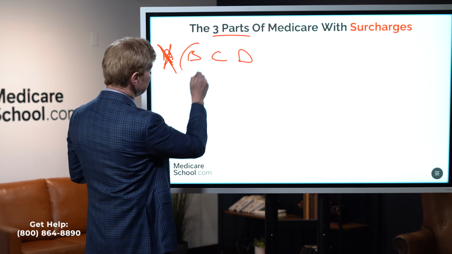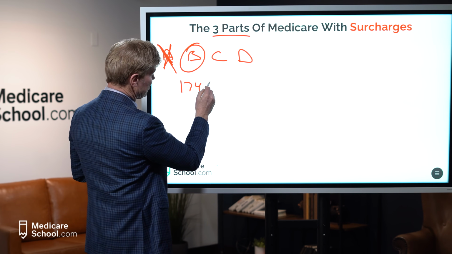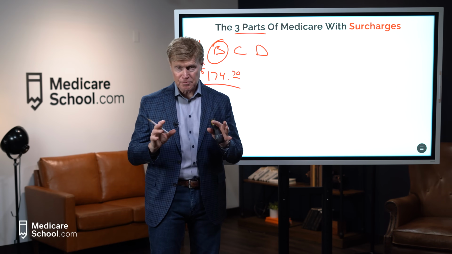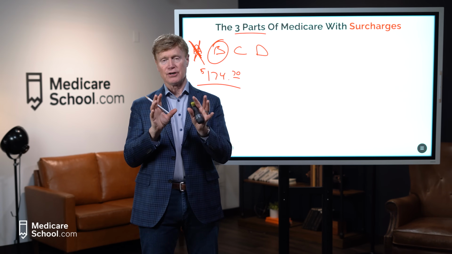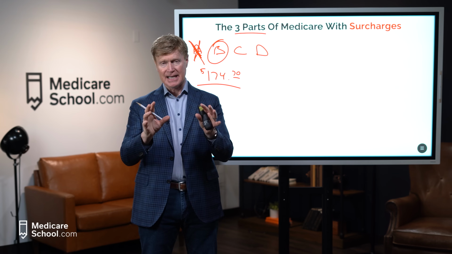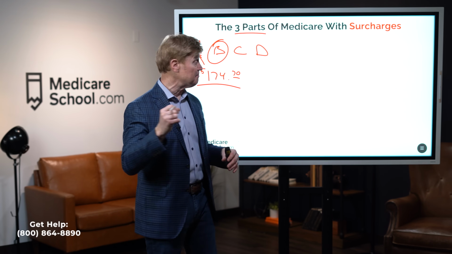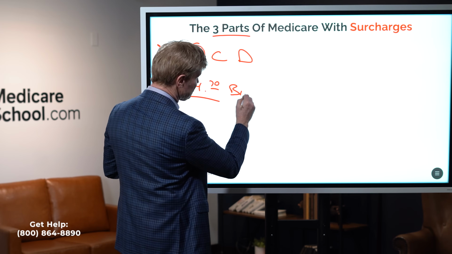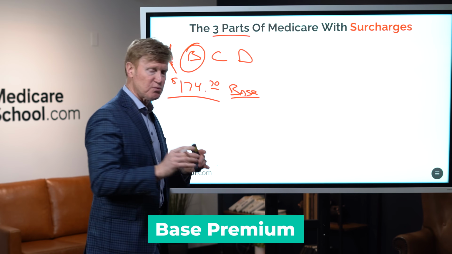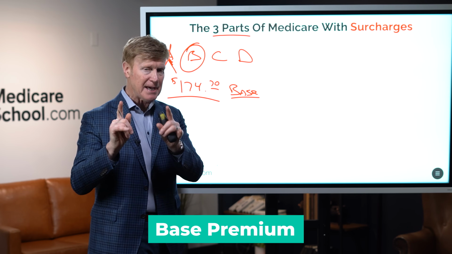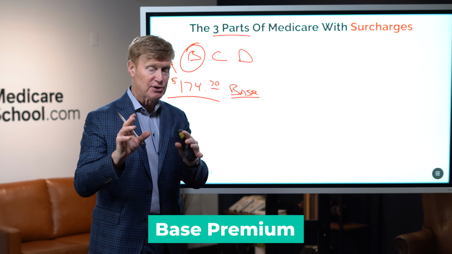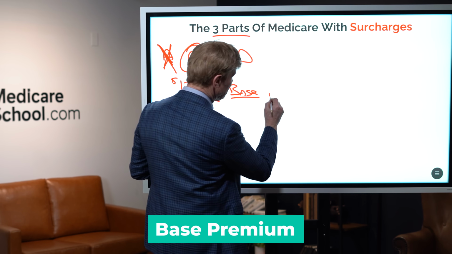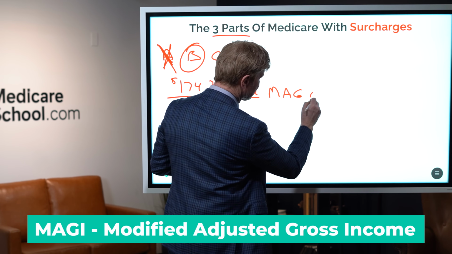So this Part B of Medicare, remember what I said? The Part B premium is $174.70 a month. This is what most people pay for their Medicare. That's 83% of the population, but 17% of people have to pay more. We actually call this the base premium, and this base premium is what everyone pays as long as their income is below certain thresholds. The base is based upon what we call the modified adjusted gross income.